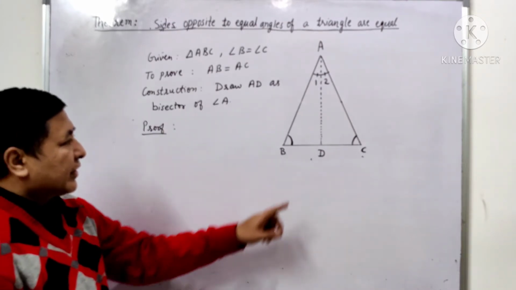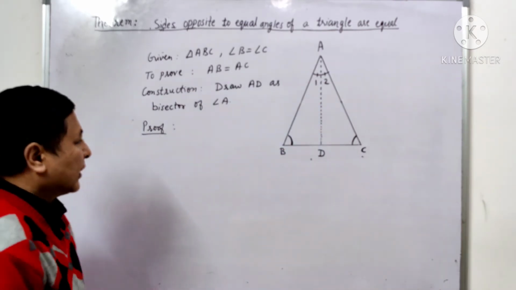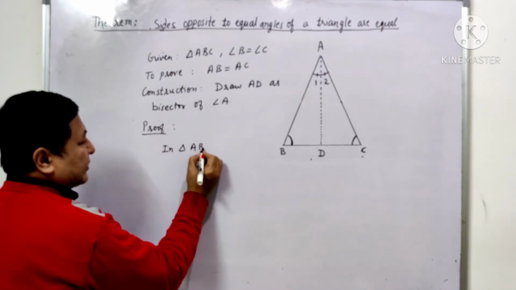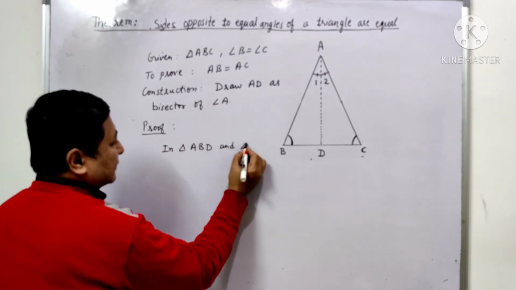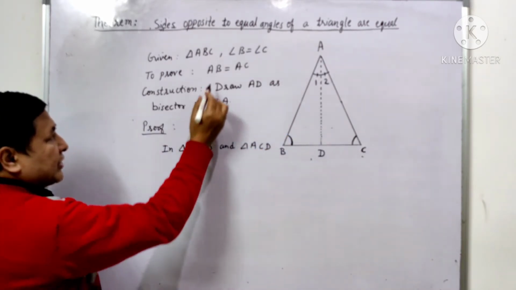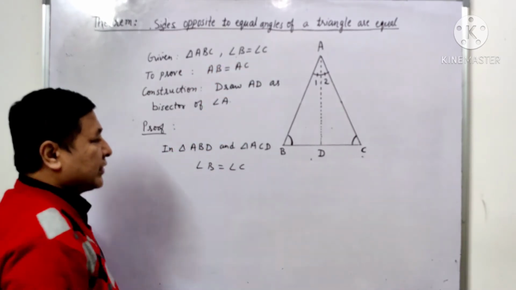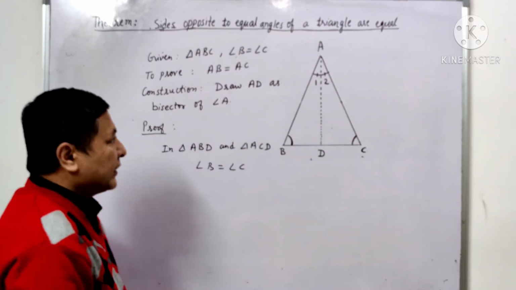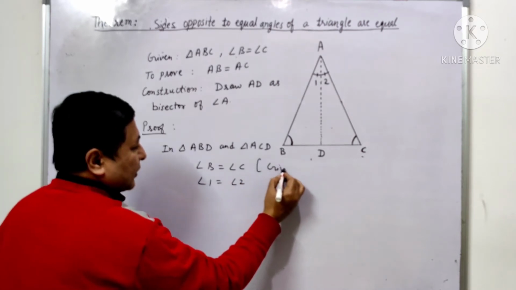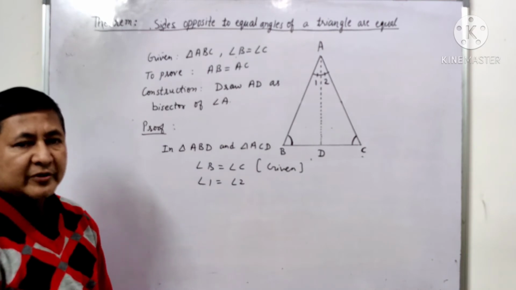We have taken AD as bisector of angle A, that means angle 1 and angle 2 are equal. Now we'll take triangle ABD and triangle ACD. These two triangles we are going to take, and it is given that angle B is equal to angle C, already given in the question. And angle 1 is equal to angle 2 because we have drawn AD as bisector of angle A.